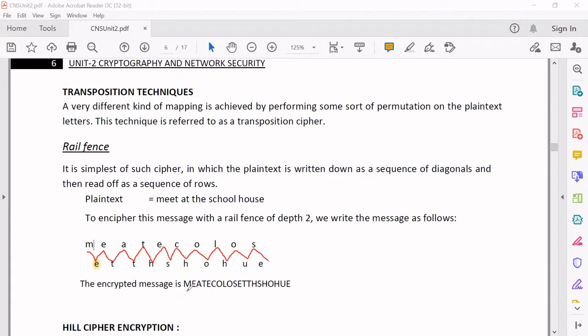Now, how do you write the ciphertext? You first write the first row and then come to the second row. So this will be the first one. This will be the second. If you see here, you have MEATECOLOS. Till here, it is the first row. Again, ETTHSHOHUE. This is the second row. So this is how you obtain the corresponding ciphertext.